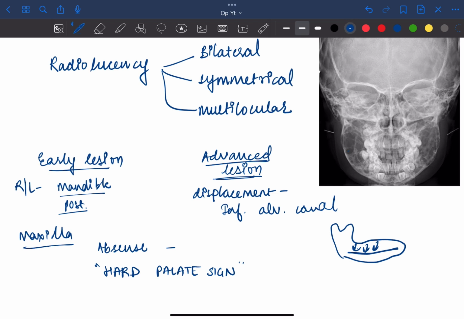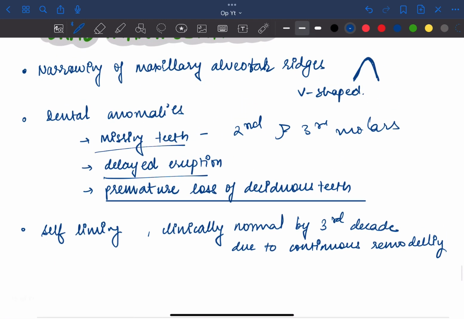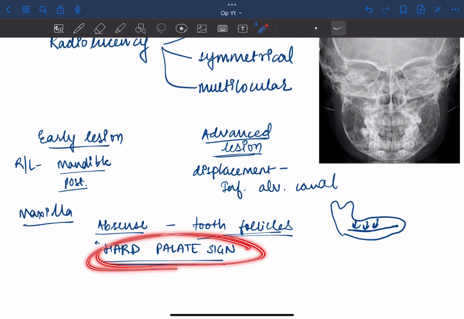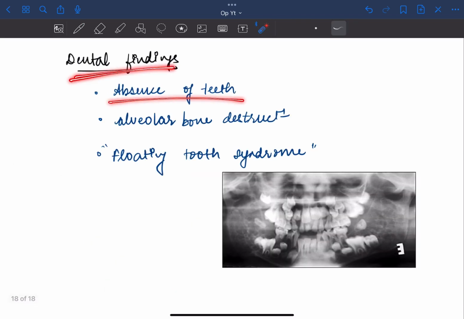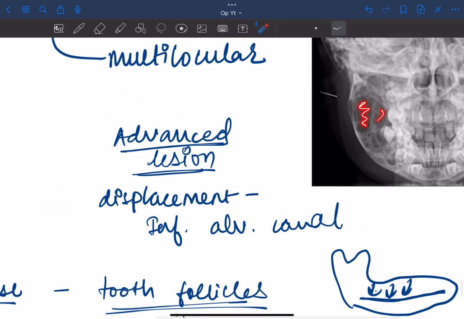In the maxilla, we find absence of tooth follicles. This explains why we learned that there are missing teeth associated. We can also see a hard palate sign. The hard palate sign means there is a prominence of the posterior part of the hard palate. The dental findings that we see are absence of teeth, as we just learned. There is alveolar bone destruction, because obviously we just saw that the bone is getting destroyed.